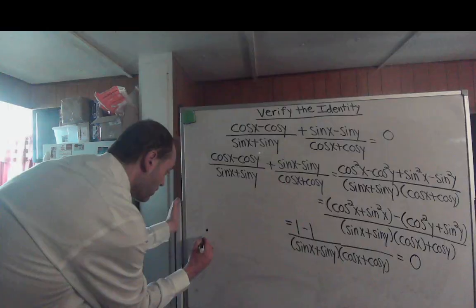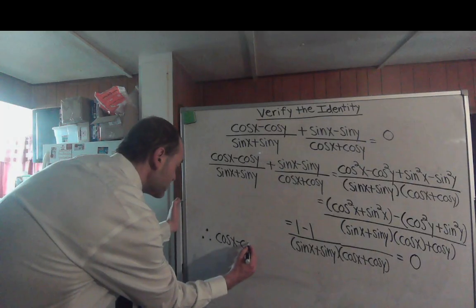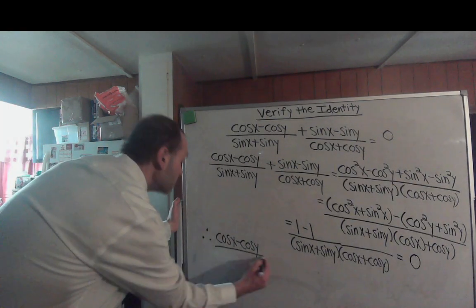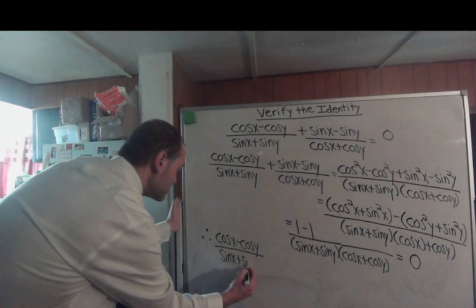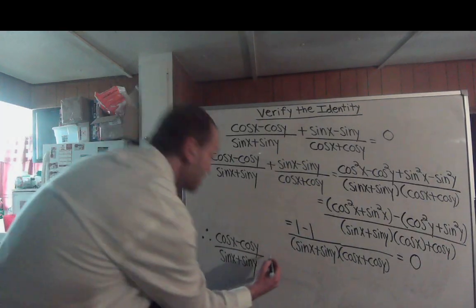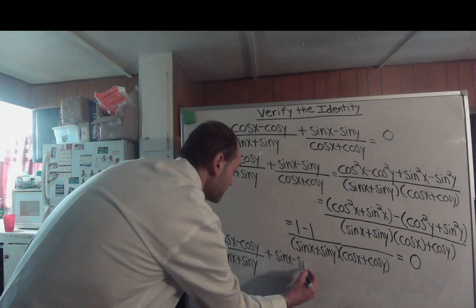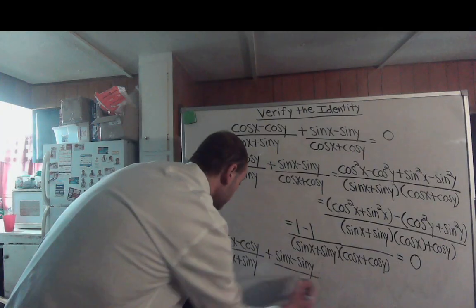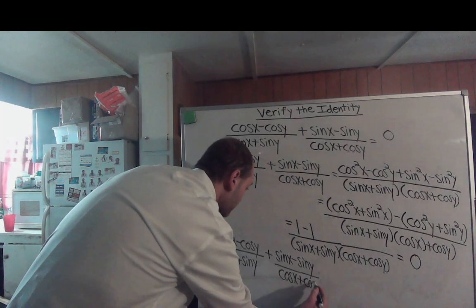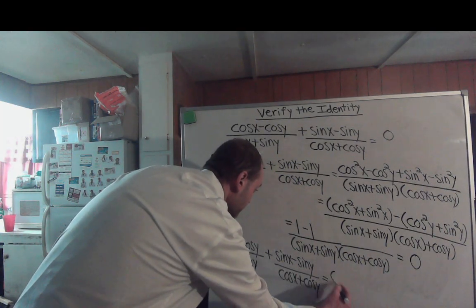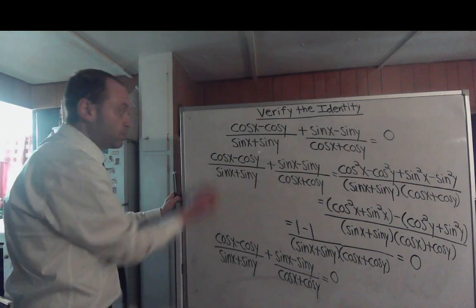So therefore, the cosine of x minus the cosine of y all over the sine of x plus the sine of y, plus the sine of x minus the sine of y all over the cosine of x plus the cosine of y is equal to 0. That one was a bit of a doozy, but that's exactly how it worked out.